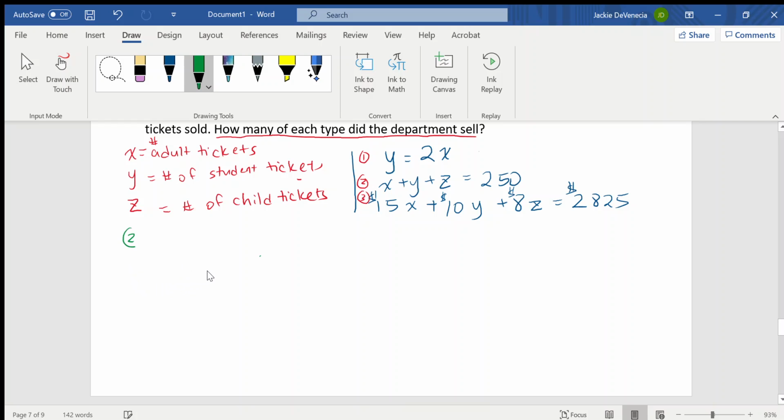So for the second one, we have x plus y plus z is equal to 250. I'm going to leave the x alone, but instead of writing y, I'll write 2x plus z is equal to 250. You want to combine like terms, so this is 3x plus z is equal to 250. This doesn't tell me anything, but I can call this my fourth equation.